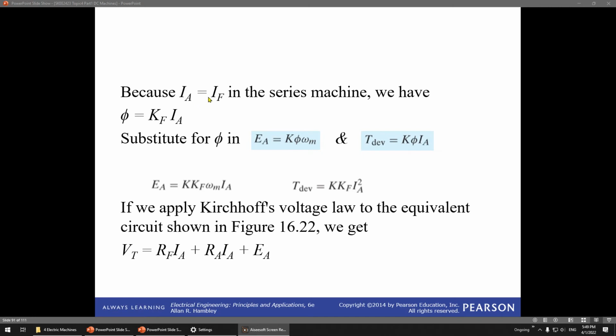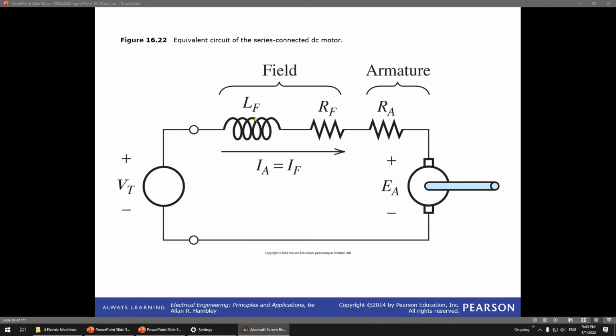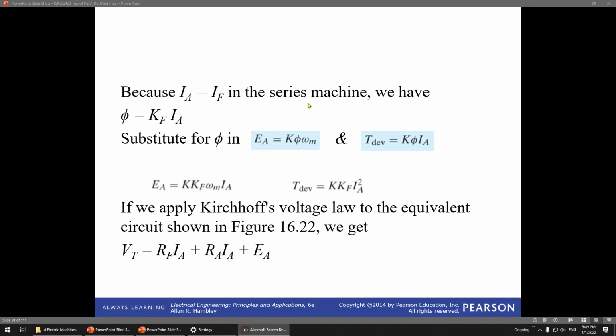Because Ia is equal to If, since it is in series, you can see it here, in the series machine we have flux equals Kf Ia, and subsequently Ea equals K flux Wm, and T developed equals K flux Ia. From this, if we apply Kirchhoff's voltage law in the circuit here, we can see that Vt equals Rf Ia plus Ra Ia plus Ea.